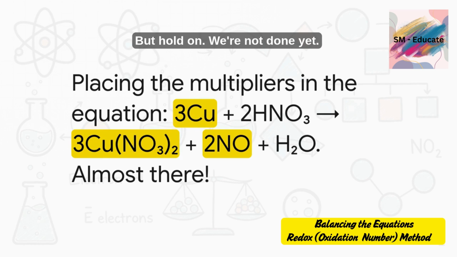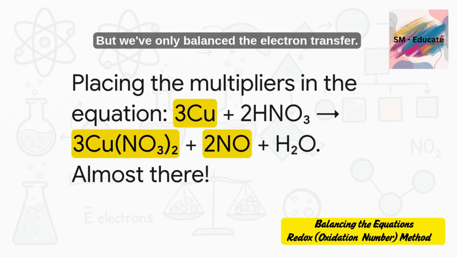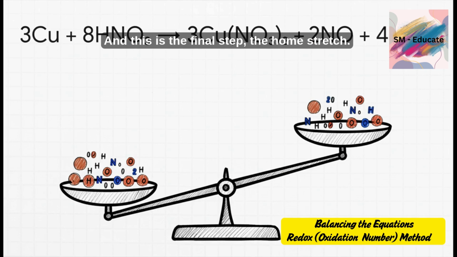But hold on, we're not done yet. This is a big step, but we've only balanced the electron transfer. Now we've got to balance the rest of the atoms. And this is the final step, the home stretch. We just balance by inspection.